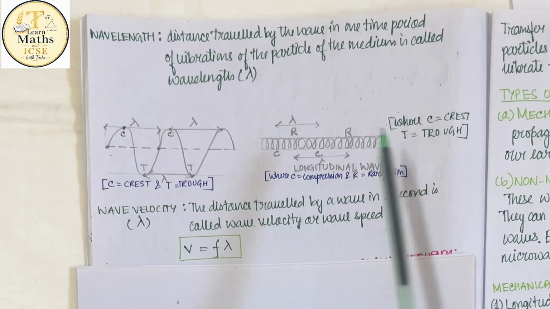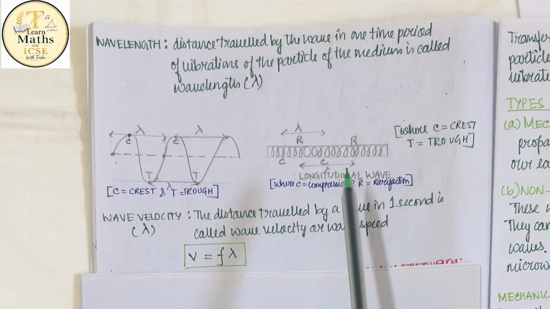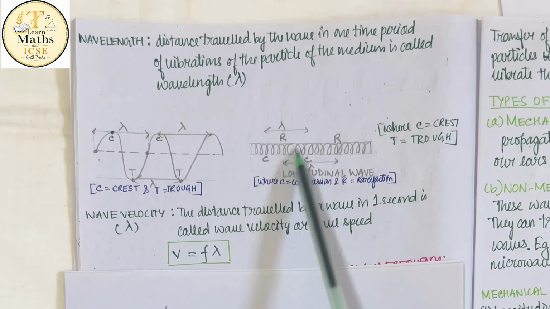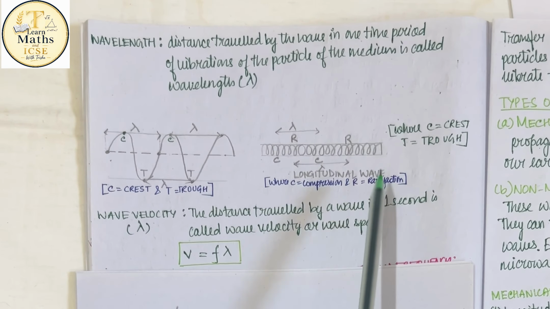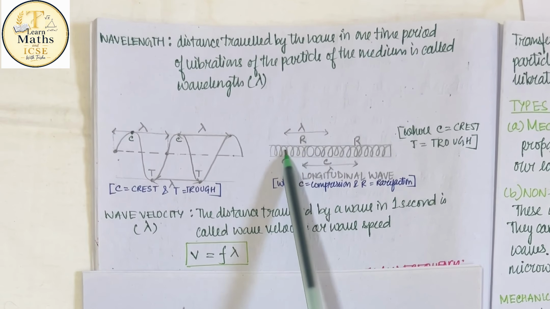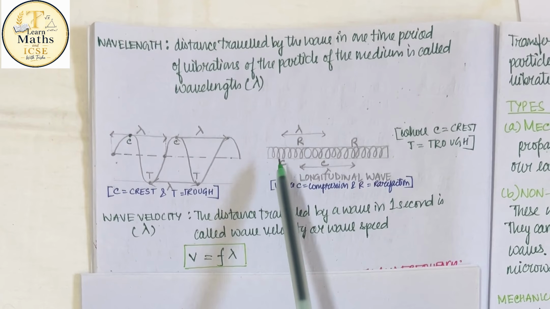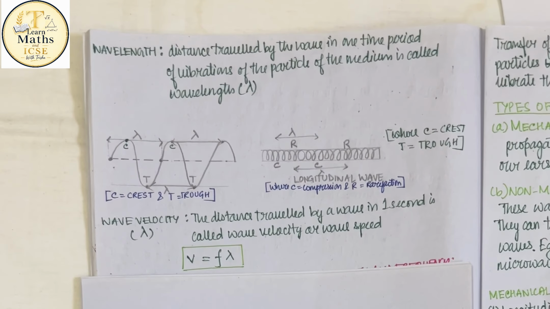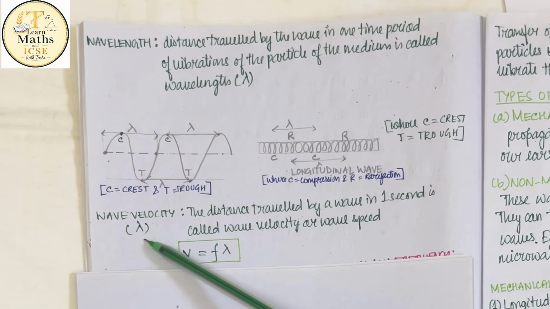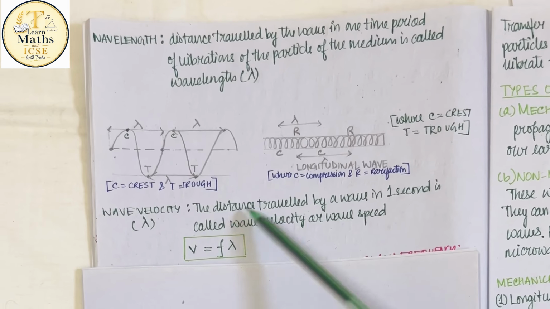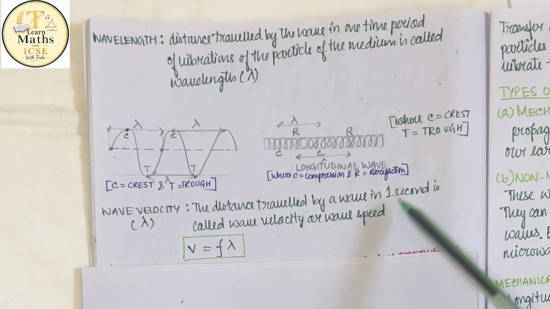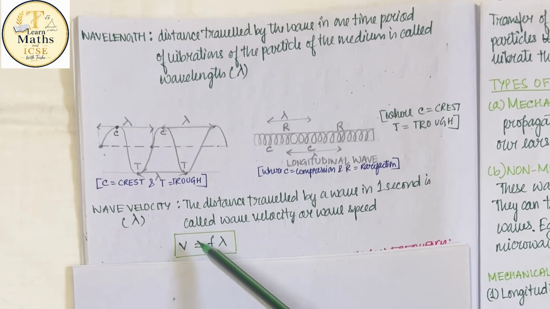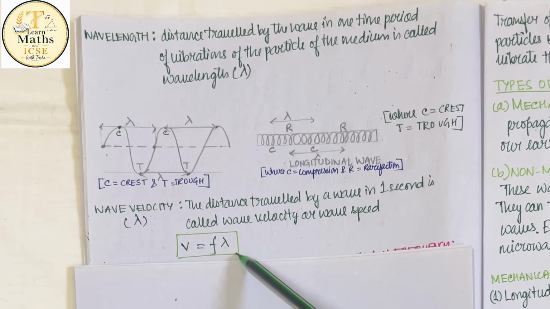For a longitudinal wave, the wave is in a compressed form, like a spring. This C is known as compression and R is known as rarefaction. The complete compression to rarefaction is known as lambda. Again, for wave velocity, the distance travelled by the wave in 1 second is called wave velocity or wave speed. How is it related? v is equal to f lambda.